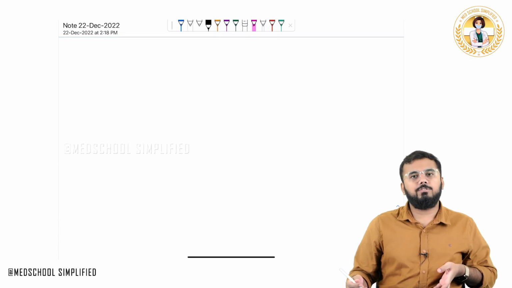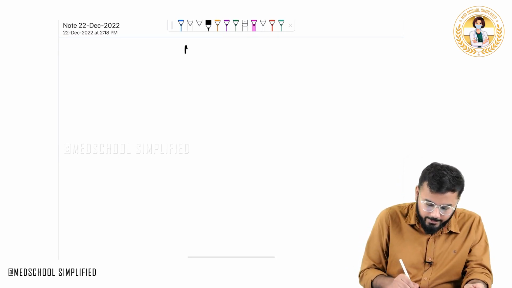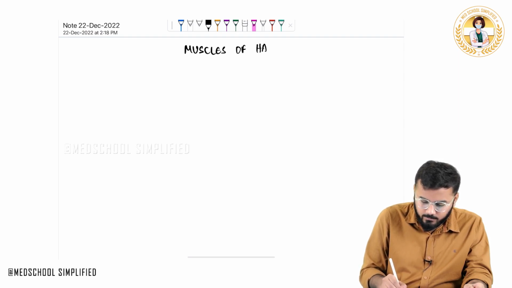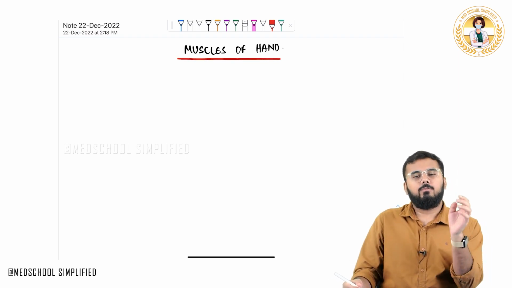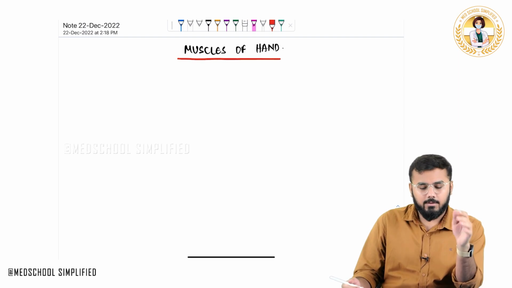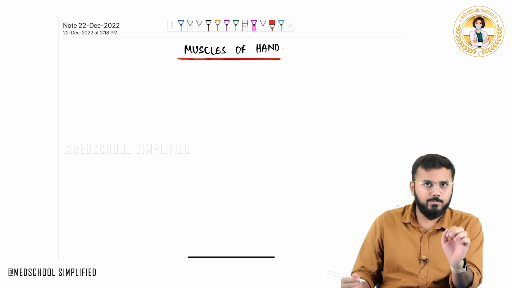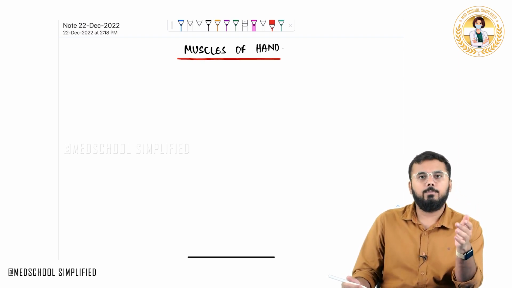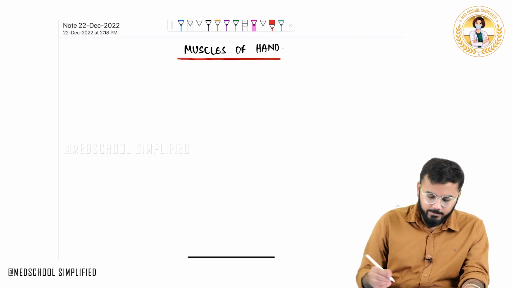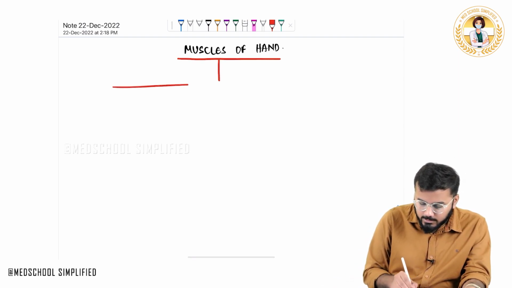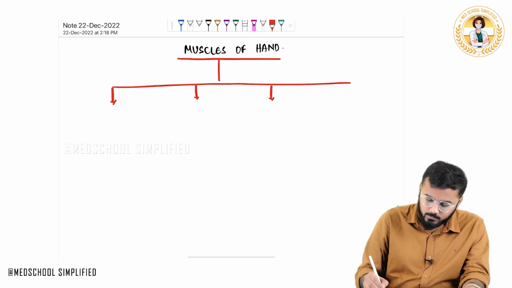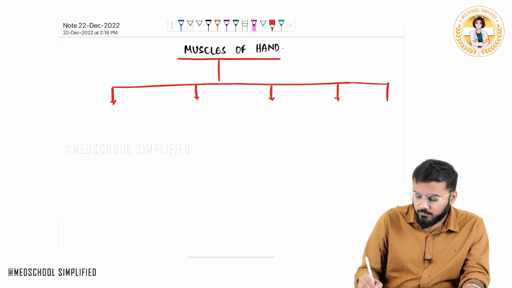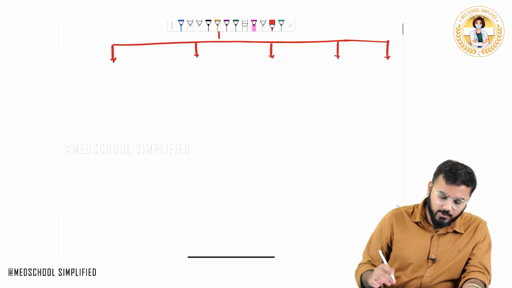Hello guys, so today we shall be discussing the muscles of your hand. The topic of discussion will be muscles of the hand. In the muscles of the hand we basically have 5 groups of muscles. All the muscles which I will be discussing today are called the intrinsic muscles of the hand. I shall be discussing completely 1, 2, 3, 4 as well as 5 groups of muscles. So what are these 5 groups of muscles?